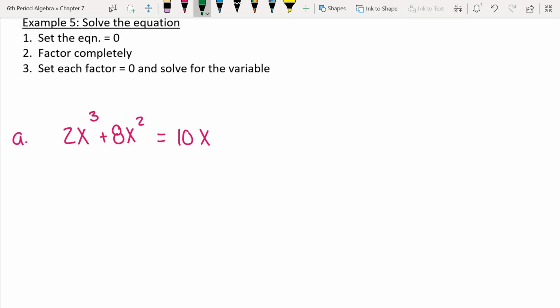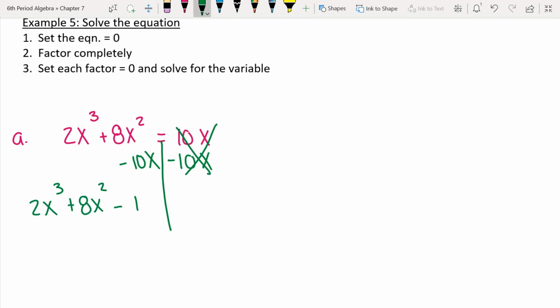I have 2x cubed plus 8x squared equals 10x. This is an equation. Following my steps, set it equal to 0, meaning I'm moving everything to one side of my equation. I am personally going to move the 10x to the left because it's the easiest. It's what's going to get me to one side equaling 0 the fastest. And in order to do that, I subtract 10x on both sides. This leaves me with 2x cubed plus 8x squared minus 10x equals 0. Check that box. We've set it equal to 0.